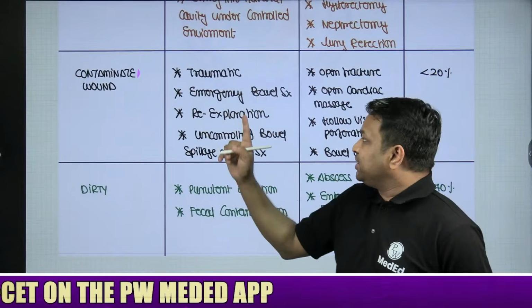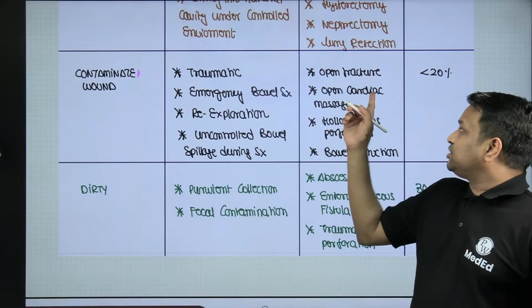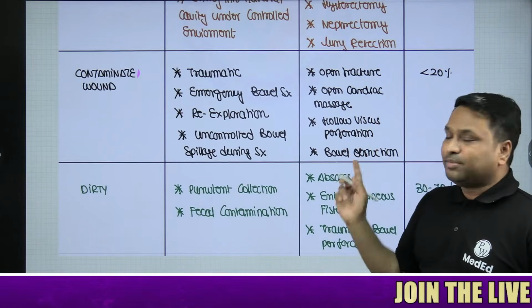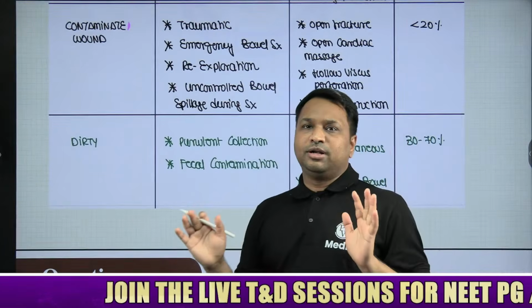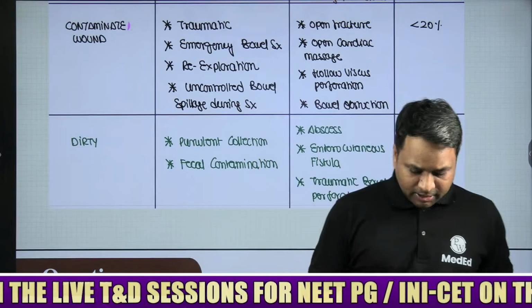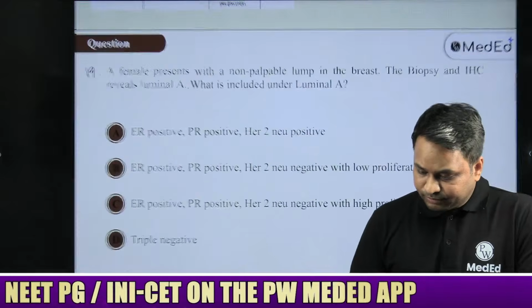Contaminated: traumatic, emergency, re-exploration, uncontrolled bowel spillage during surgery. Examples like open fracture, open cardiac massage, hollow viscus perforation, bowel obstruction, all these are contaminated. Dirty wounds are ones with fecal and purulent status. Okay, that's how simple it is. Clear? Now, going on to the next question.